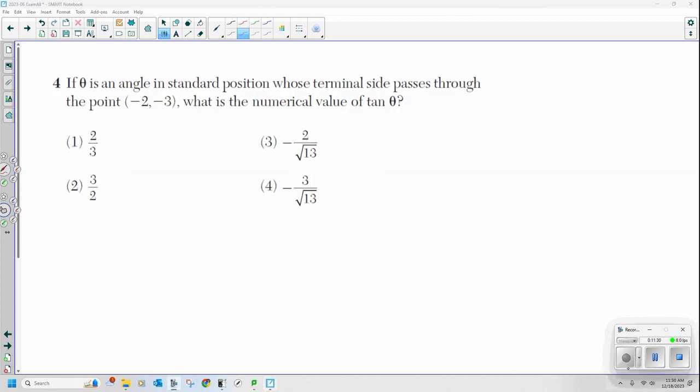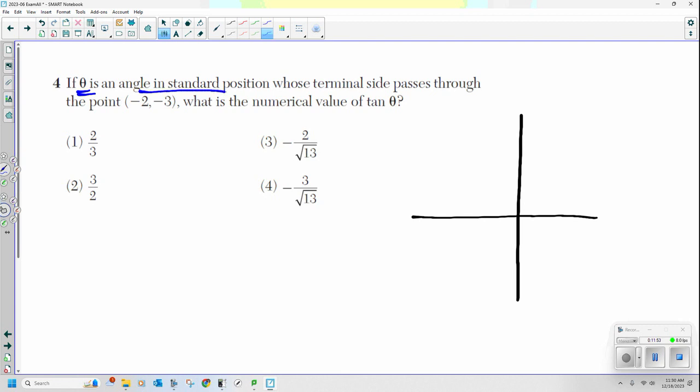Question 4 reads, if theta is an angle in standard position whose terminal side passes through the point -2, -3, what is the numerical value of tan of theta? I'm going to draw me a picture. I'm going to draw me an axis. And they say theta is an angle in standard position.